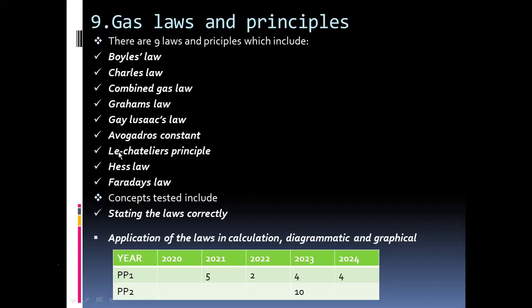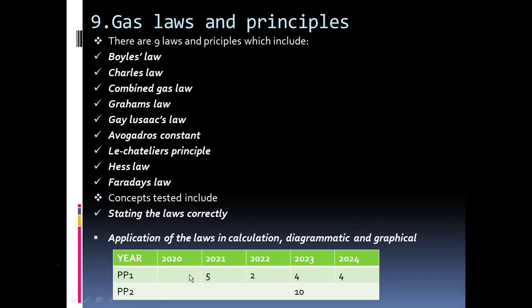Then we have Le Chatelier's principle. This is in form 4. We have Ohm's law and we have Faraday's law. These are only 9 laws. You need to master them. Now, how do we test the concepts in these laws? The concepts in these laws are tested as follows. Number 1, you need to state the law correctly. And after stating the law correctly, you need to know how to apply the law.